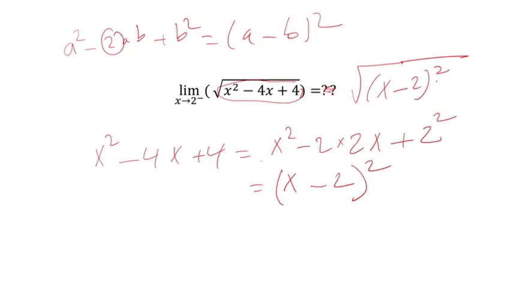Since this is squared, it's always positive, so I can go ahead and get rid of the square root sign, so it's just x minus 2. Then just replace x with 2, which is 2 minus 2, which is just 0. So the takeaway here, you notice that this is always positive. That's why I got rid of the square root.